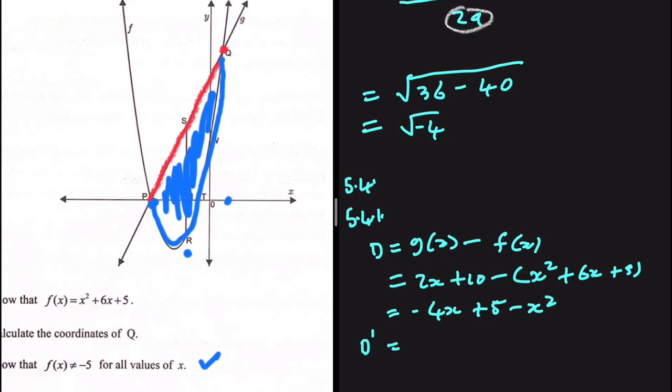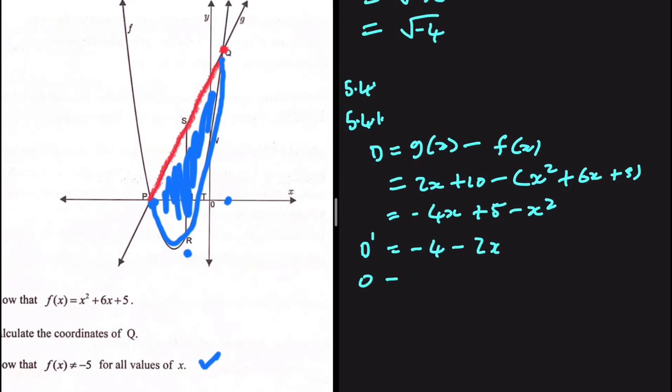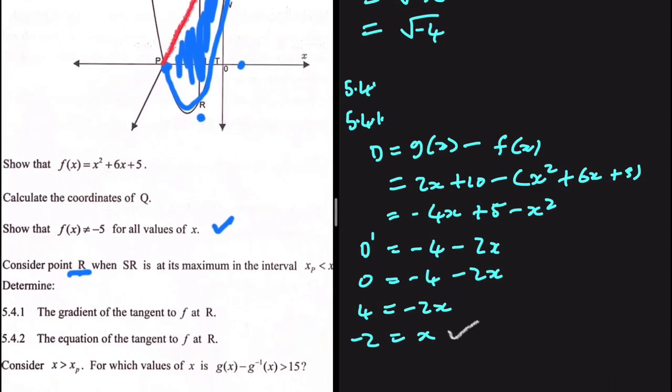If we do that, we're going to have minus 4 minus 2x. And then we equate it to 0 in order to find the x value for which that distance is a maximum, which will be the x value of r and the x value of s. If we take minus 4 to the other side, we get 4 equals minus 2x. We divide both sides by minus 2, we get minus 2 equals x. So this is the x value at point r, and we want the tangent at r.